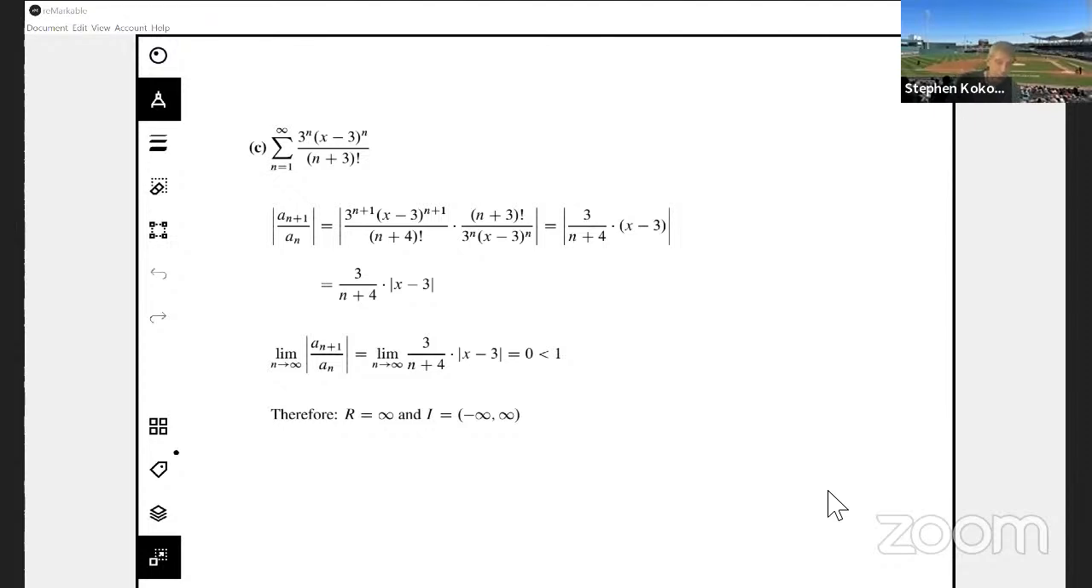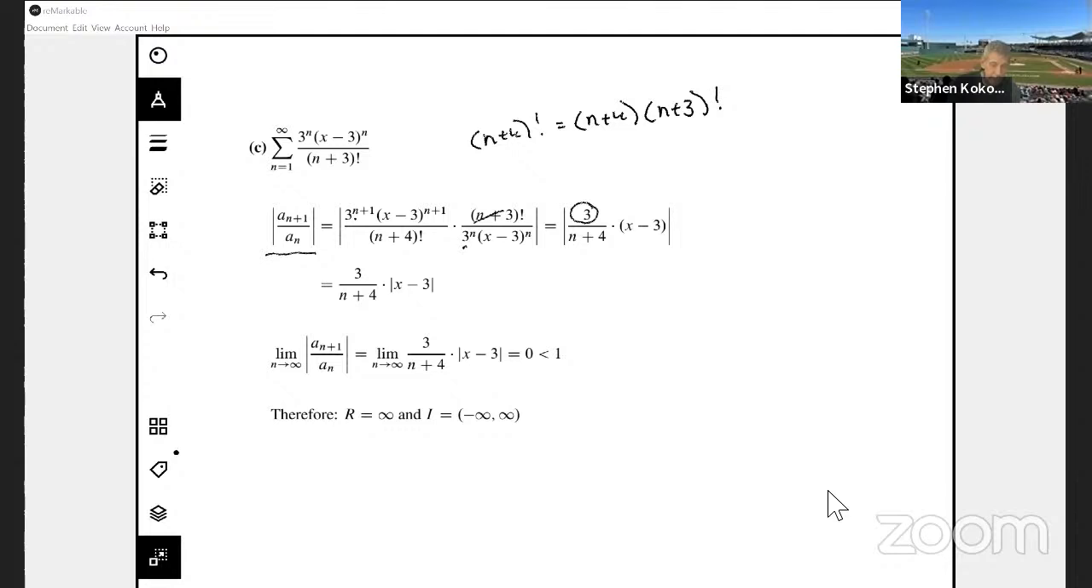I'm going to start in the same way. I'm going to take a look at the absolute value of that ratio. And again, I'm taking a look at the denominator, taking the reciprocal and multiplying. And let's see here. I've got an extra 3 up here in the numerator. There it is. Remember that (n + 4)! is really (n + 4) times (n + 3)!. So there's a lot of canceling there, and I'm left with an n + 4 in the denominator.